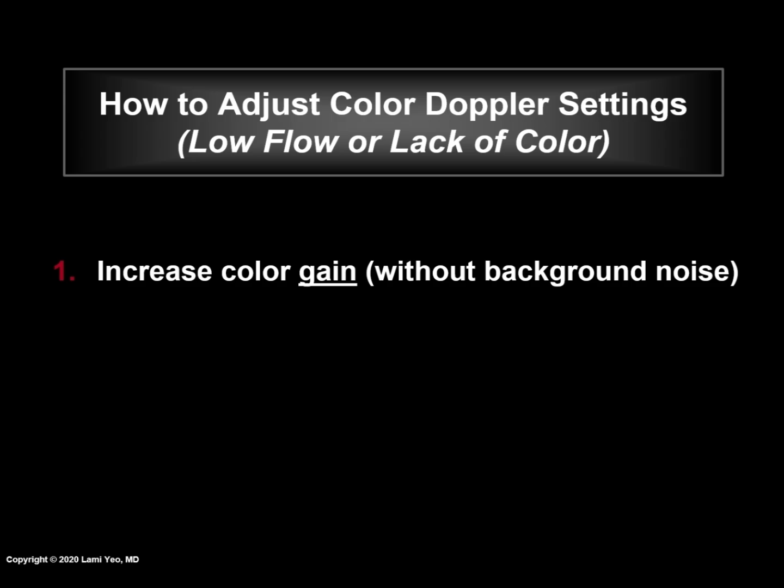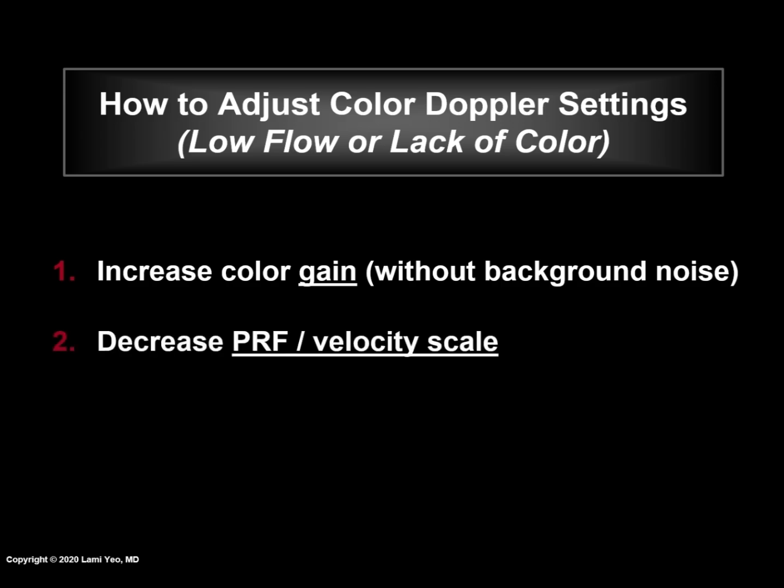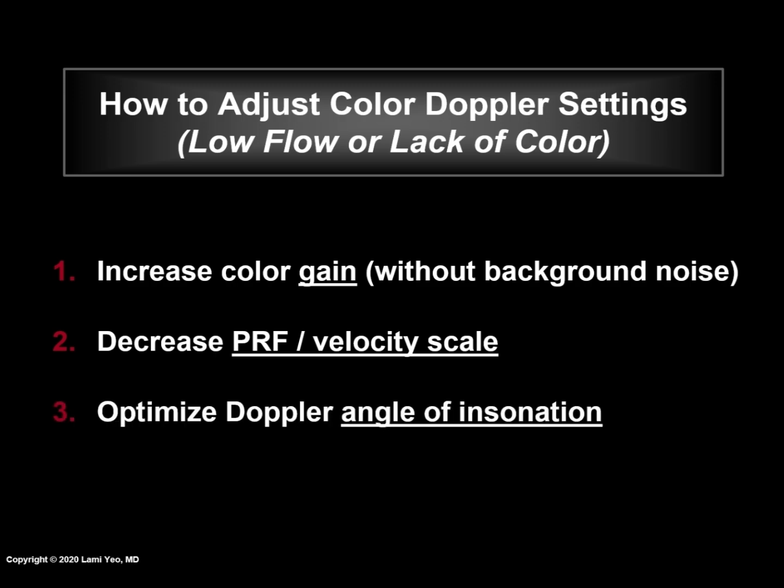If there is low flow or a lack of color in the cardiac image, the following may be performed. First, increase the color gain, but without background noise. Decrease the PRF, or velocity scale. Optimize the Doppler angle of insonation. Decrease the size of the color box.